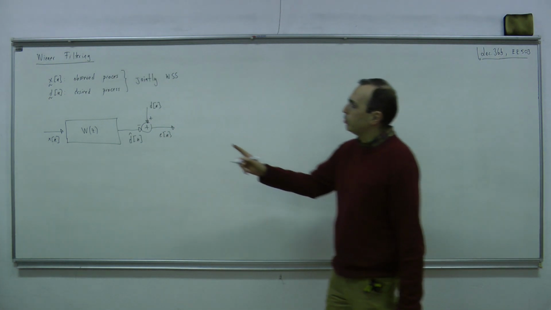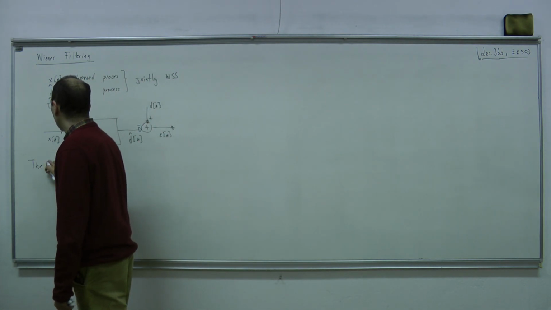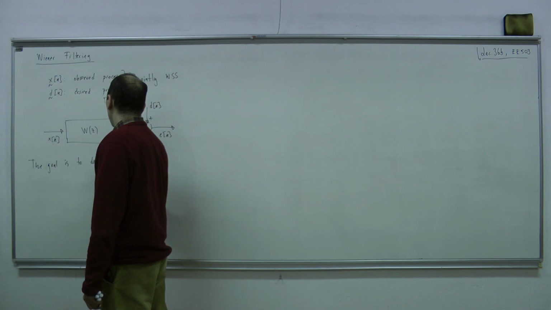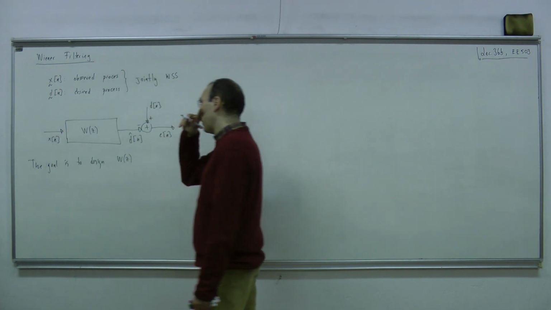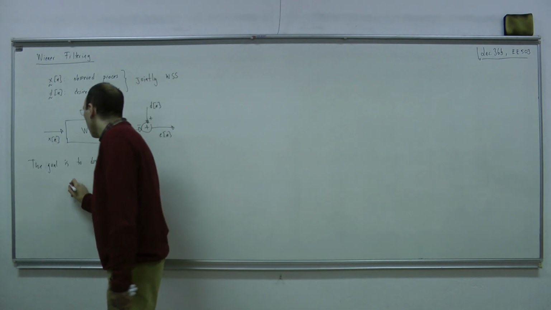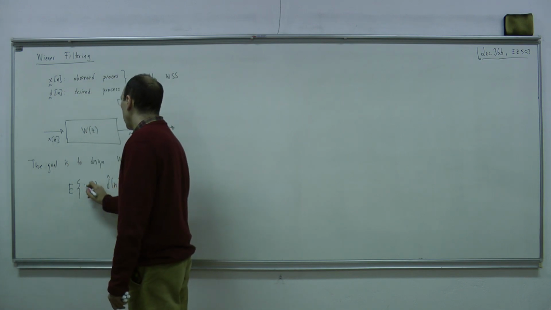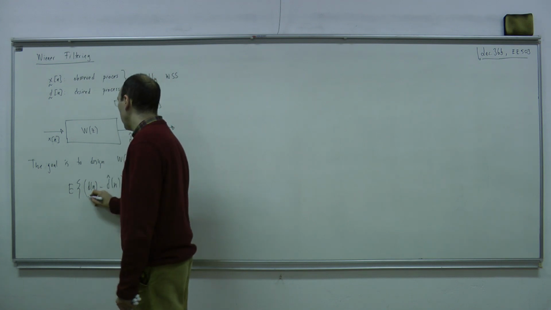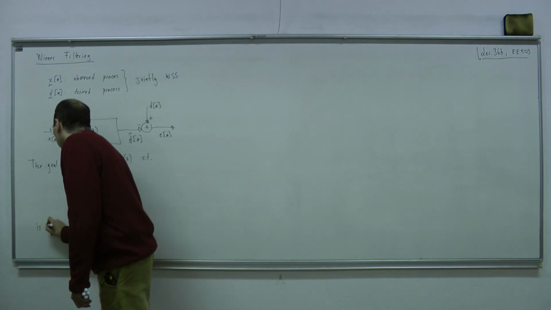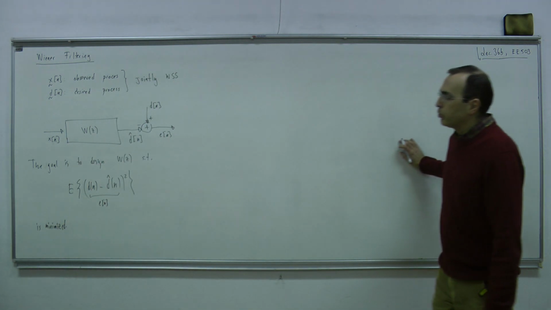And the goal is I would like to design this filter such that the goal is to design W of Z, so this is an LTI filter, such that expected value of D of n minus this estimate, squared, what we call this error process, you may say, is minimized. Okay? That is our task.